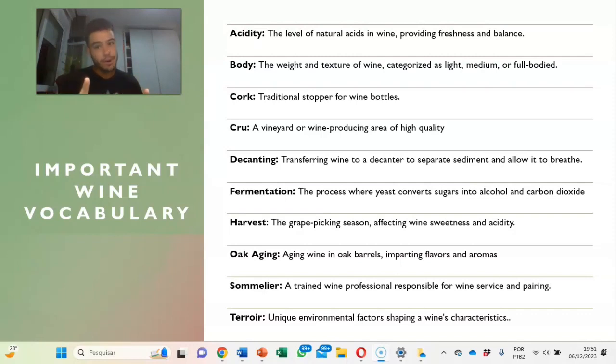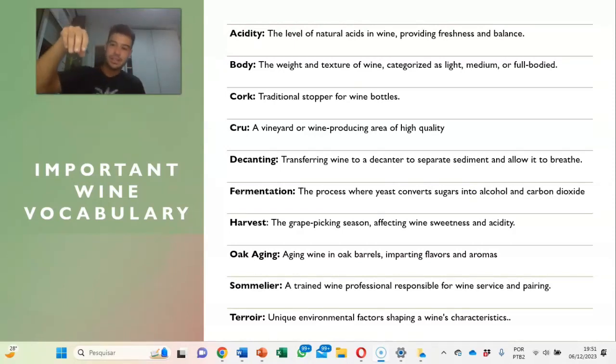The body, this is very important. It's the weight and texture of the wine, categorized as light, medium, or full body. This is also a sensation you feel when tasting wine. And a little bit later in this presentation, we're going to go over one of the wine tastings we had to do for the class. I'm going to use a lot of this term.